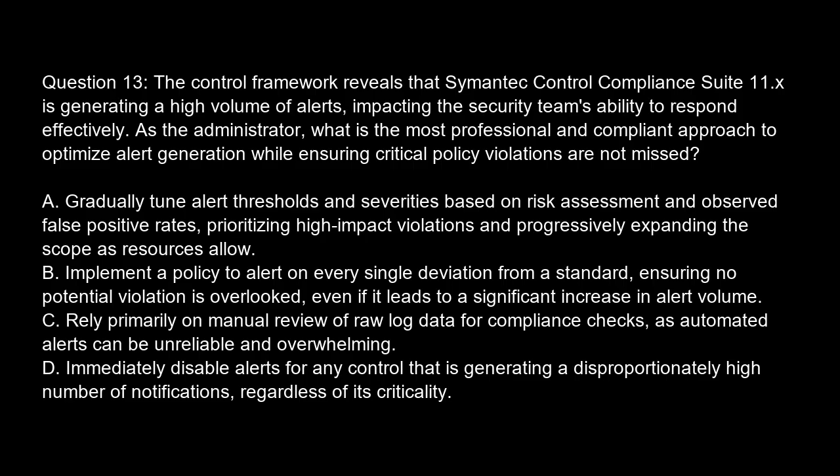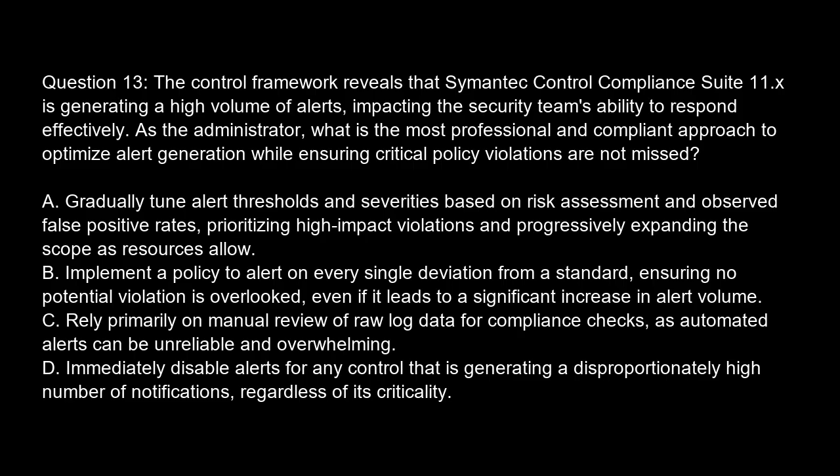Option A. Gradually tune alert thresholds and severities based on risk assessment and observed false positive rates, prioritizing high-impact violations and progressively expanding the scope as resources allow. Option B. Implement a policy to alert on every single deviation from a standard, ensuring no potential violation is overlooked, even if it leads to a significant increase in alert volume.